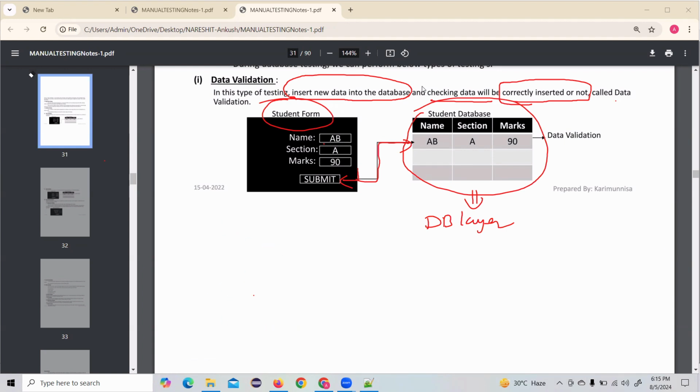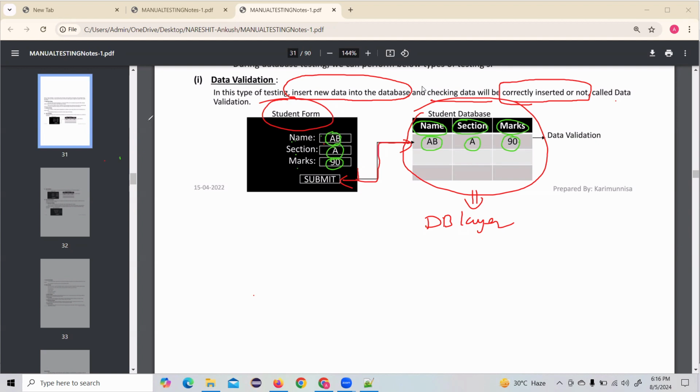Did you understand? Now I have a question. If I write AB, AB is coming. If I write A, A is coming. If I write 90, 90 also. But in which format am I entering? Name, section, marks. How many things are there? So here it will create how many columns? Three columns. So in the form of rows and columns, data gets stored into the database.